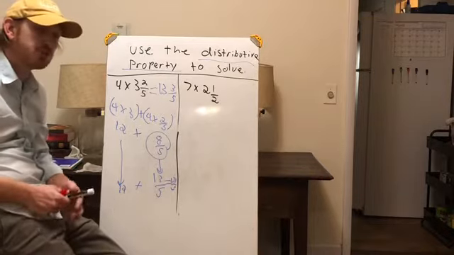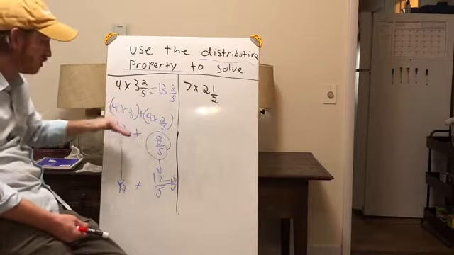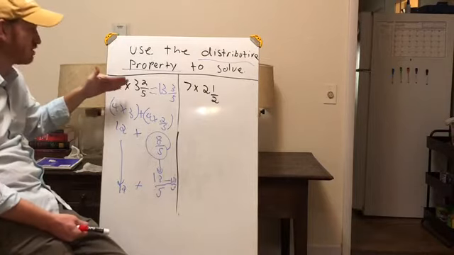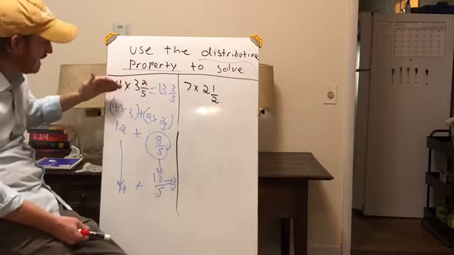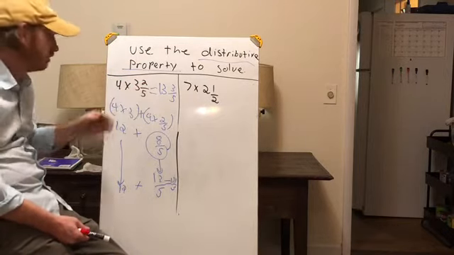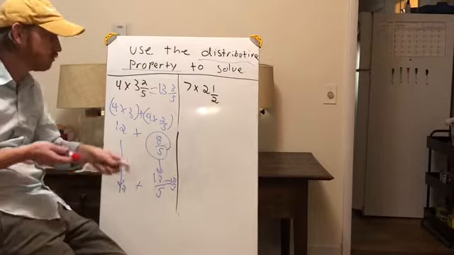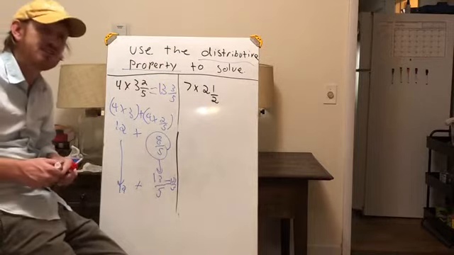What I did was I took a problem that was pretty hard and I broke it down into easier steps. 4 times 3 and 2/5 becomes 4 times 3 plus 4 times 2/5. Well, that I can do. Then I noticed I could simplify. If I didn't notice that, it wouldn't necessarily be wrong. The problem didn't ask me to simplify.